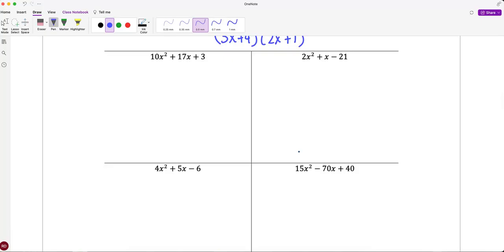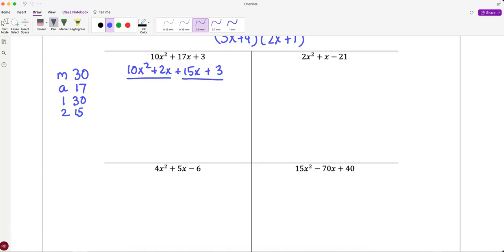So again, there's no greatest common factor. I need numbers that multiply to 30 and add to 17. 1 and 30, 2 and 15, and that's it. So rewrite the problem: 10x squared plus 2x plus 15x plus 3, and then we factor it in groups.